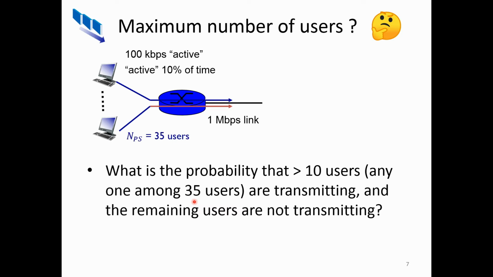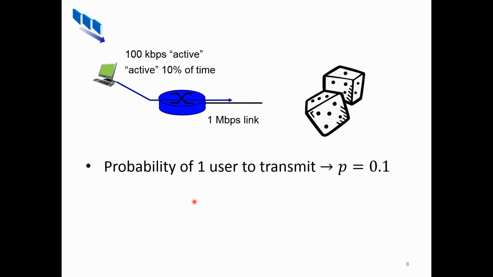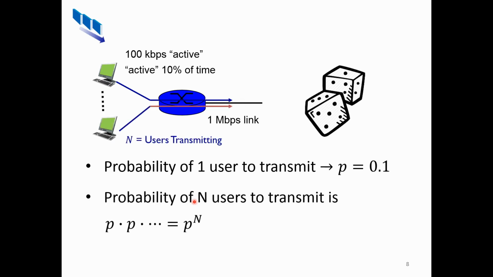We're dealing with a probability question. Let's dive in. We'll start by finding the probability of one user to transmit, which is equal to 0.1. We can also find the probability of n users to transmit: the probability of one user to transmit and another user to transmit and another user to transmit. Notice that we have the AND operator, which corresponds to a multiplication, and we get p to the power of n users transmitting.